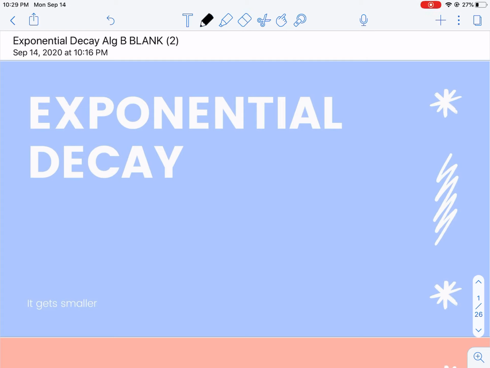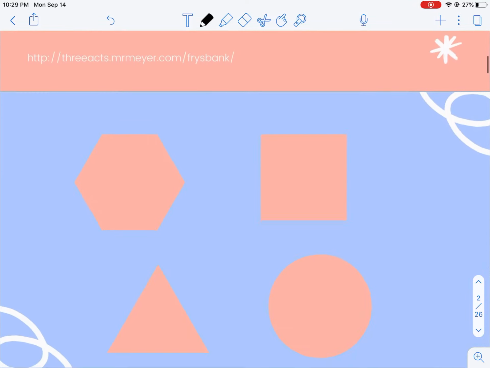Hello, algebra. So we're talking about exponential decay again today. And the whole point of exponential decay is that it gets smaller. We've been talking about growth, that gets bigger. Decay gets smaller. All right.